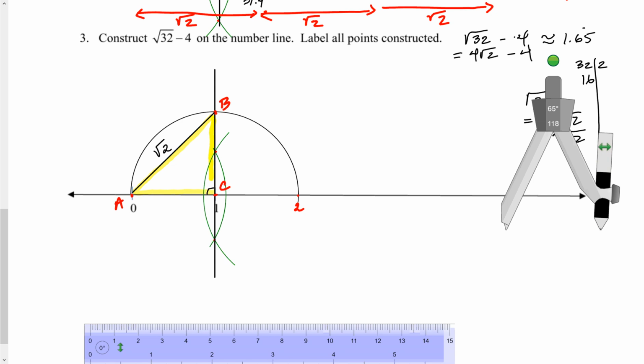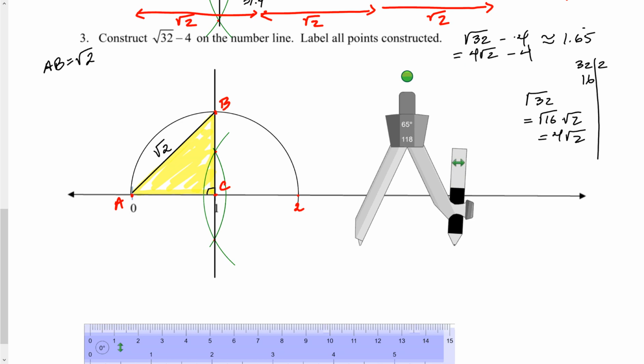Okay, so there's your isosceles right triangle right there. So the legs are both 1, okay? And again, AB is the square root of 2, and it's an isosceles right triangle with both side lengths equal to 1. 1, 1, root 2 is an isosceles right triangle. Okay, now we've got to get root 2 on the number line because I need that, okay?